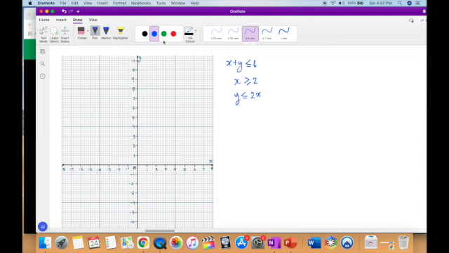First, let's do the easy one first. This one here, x equals 2, is the line. So that's this line here. Line x equals 2.